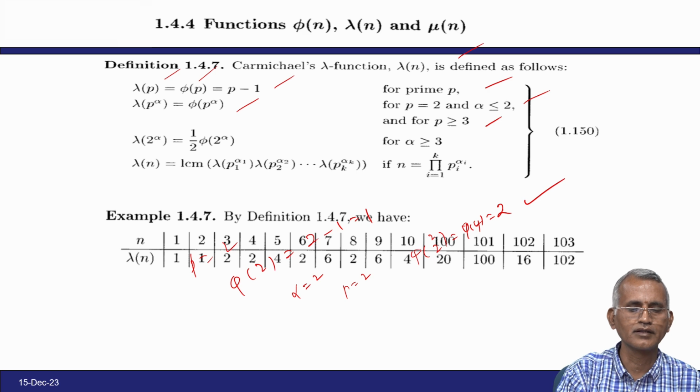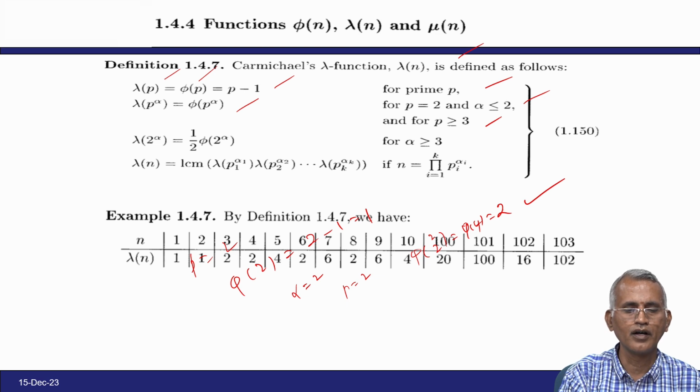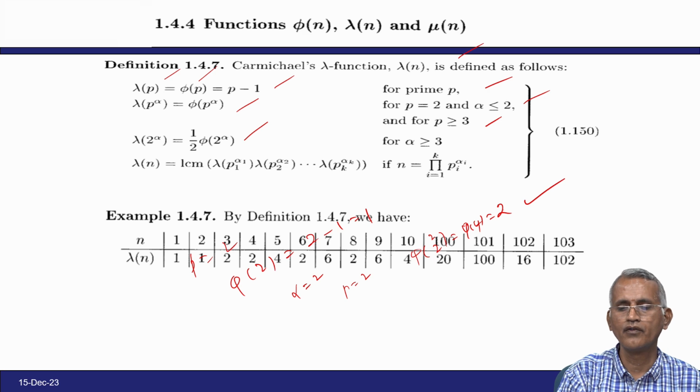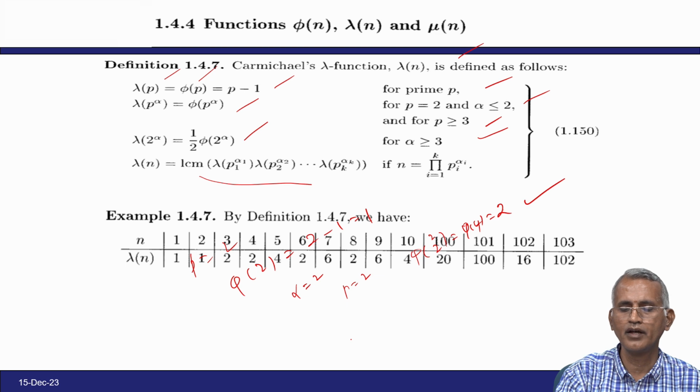Like that we can extend to the Carmichael lambda function. So lambda of 2 power alpha equals 1 by 2 into phi of 2 power alpha, where alpha is greater than or equal to 3. Similarly, lambda of n equals LCM of lambda of p1 power alpha 1, lambda of p2 power alpha 2, and so on, lambda of pk power alpha k, where n equals the product of prime powers.